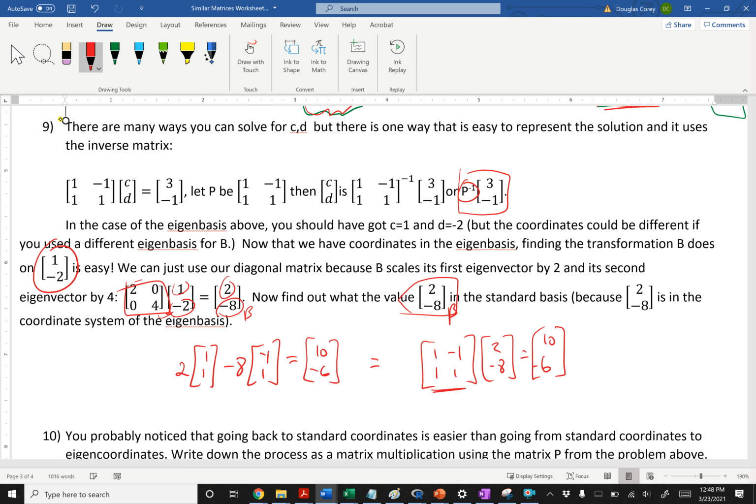Okay, and so here I'm back to that matrix P. To get into the standard basis, I multiply the coordinates in the eigenbasis times the matrix that is made up of the eigenvectors. And notice the order matters here. We just have to make sure the 2 is in the first column. The -8 is the negative of the second vector, so that needs to go in the second column.